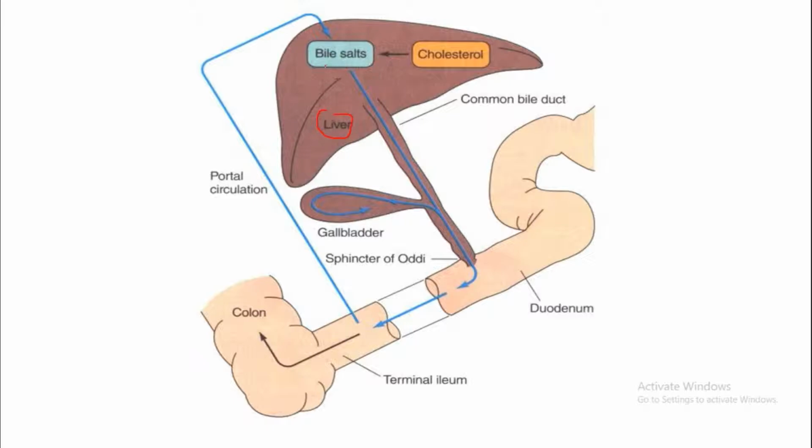Inside the liver, bile salts are formed from cholesterol. When there is a need for bile salts after a heavy fat diet, they directly enter the duodenum, which is the first part of the small intestine. But when there is no need for bile salts, they are stored inside the gallbladder. When there is a need, the gallbladder will contract and release its bile along with the bile salts into the duodenum. Now this bile and bile salts travel to the jejunum, and at the terminal ileum they are reabsorbed, and via the portal circulation they again enter the liver. So this is known as the enterohepatic circulation of the bile and bile salts.